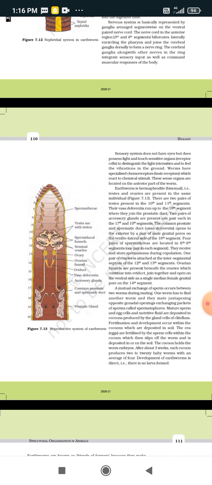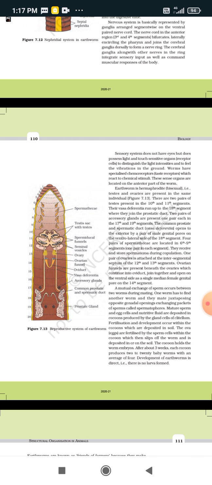Now a common prostatic and spermatic duct, also known as vas deferentia, opens to the exterior by a pair of male genital pores on the ventrolateral side of the 18th segment. Apart from this, four pairs of spermathecae are located between the 6th and 9th segments, one pair in each segment. They receive and store sperm during copulation.